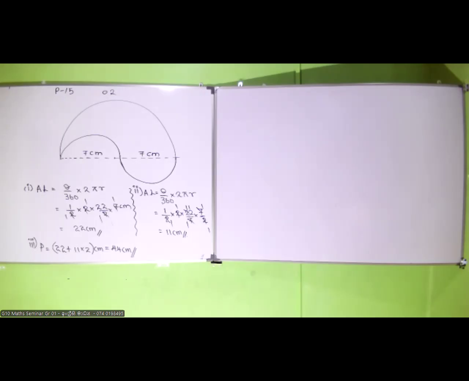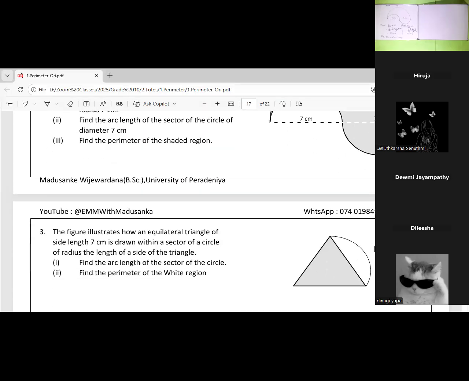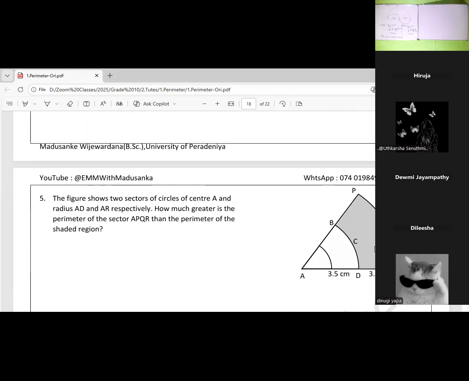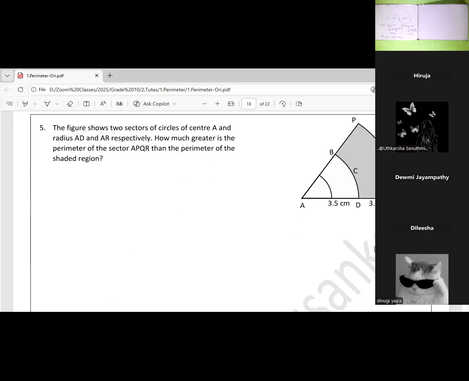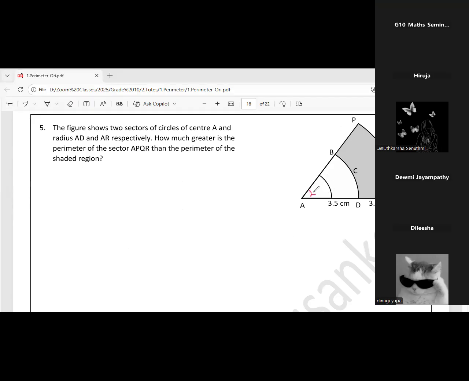Okay, I will share the screen. Do this. There is something I need to give you for this one. The angle at the center is 45 degrees, and you have to read the question carefully. This length is 3.5 and this length is 3.5. So you have to find two total perimeters, then subtract them. Find the perimeter of APQR.